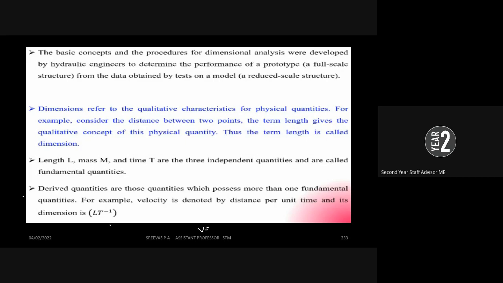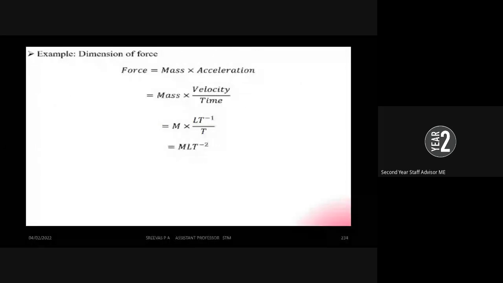So while solving problems, we need the dimensions of various quantities. For example, if you consider the dimensional formula of force, from the expression you have to develop its dimensional formula. Force is mass into acceleration, so we can write it as mass into velocity divided by time. Mass dimensional formula is M. Velocity is LT raised to minus 1, divided by time, so it will become MLT raised to minus 2.